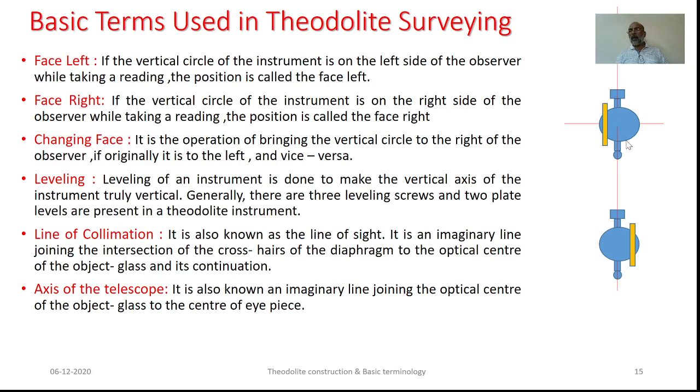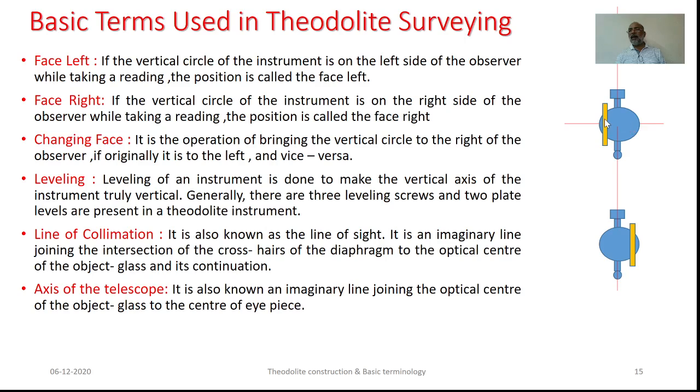Once we have the object sighted, through the proper arrangement of the upper clamp and lower clamp, we can have the vertical circle kept on the left side of the observer. Here this yellow rectangle represents the vertical circle. So here it is on the left side of the observer. This is the eyepiece of that telescope. This is the object end. Hence, this condition is termed the face left condition.